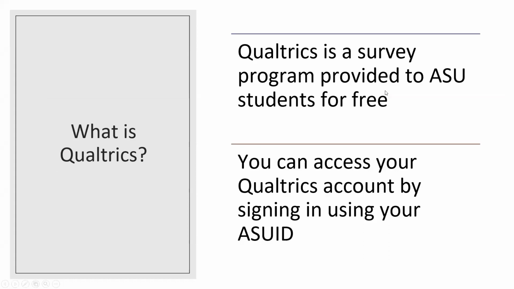So why use Qualtrics? Qualtrics is a survey program provided to ASU students for free, and it's one of the most widely used survey softwares across most psychology programs across the US. So it wouldn't just be here that you'd be using it if you're looking into PhD programs. Anywhere else, Qualtrics is heavily used. Also, you can access your Qualtrics account by signing in using your ASU ID.